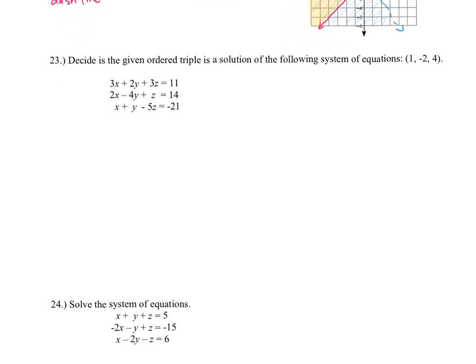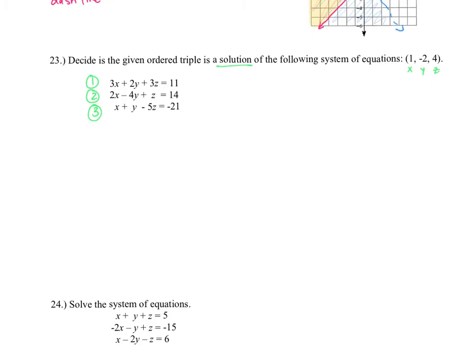For 23, it's asking us to know if this ordered triple is a solution. When we have a triple, we have x, y, and z because there are three variables here. So it wants to know if it's a solution. And if we want to figure out if something's a solution, we have to plug it into all three equations and see if it works out and gives the number on the right side.